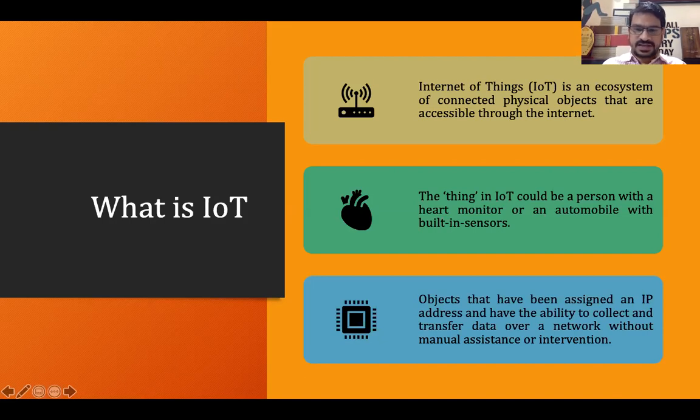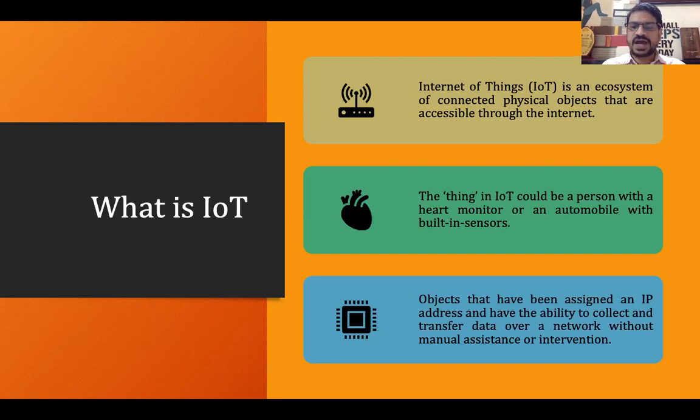Now the next thing it says is that the thing in IoT could be a person with a heart monitor or an automobile with built-in sensors, right? So the thing that we are talking about can be a person. A person is also connected with the internet. How? Through a smartwatch, let's say. Why? Because a smartwatch has different sensors.